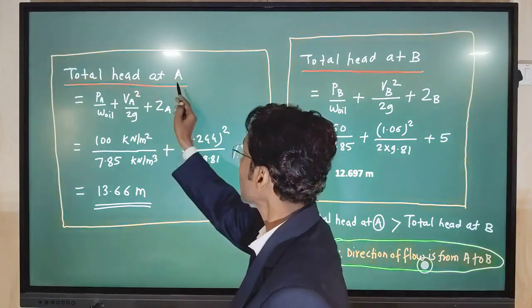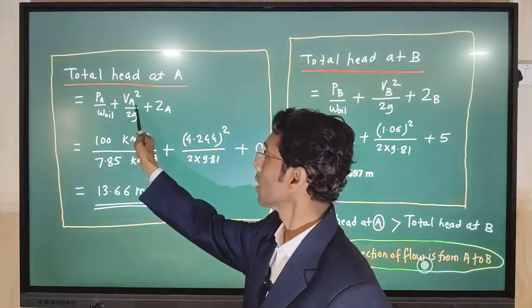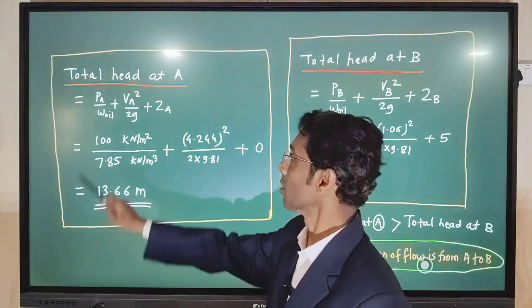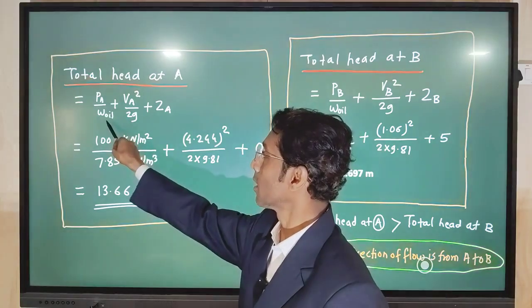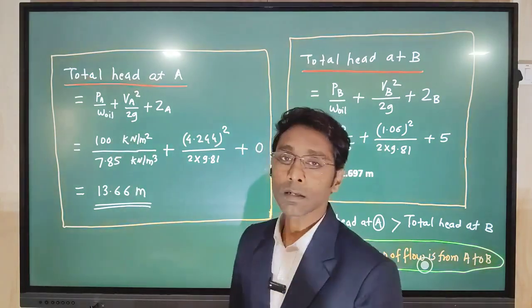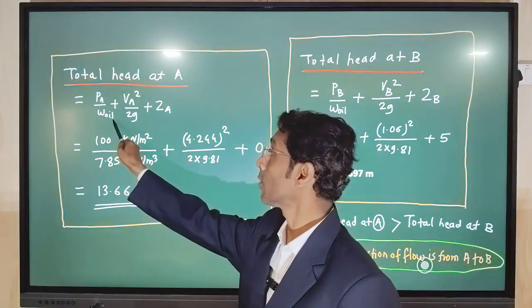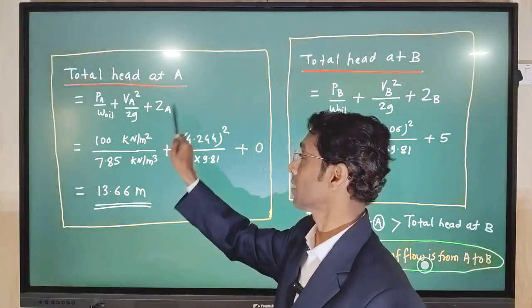So total head at section A will be what? Summation of pressure head, velocity head and datum head at section A. So what will be the formula? Pressure head, PA by W, W of oil, as the fluid through the conical pipe is given as oil, plus velocity square by 2G, plus the datum.